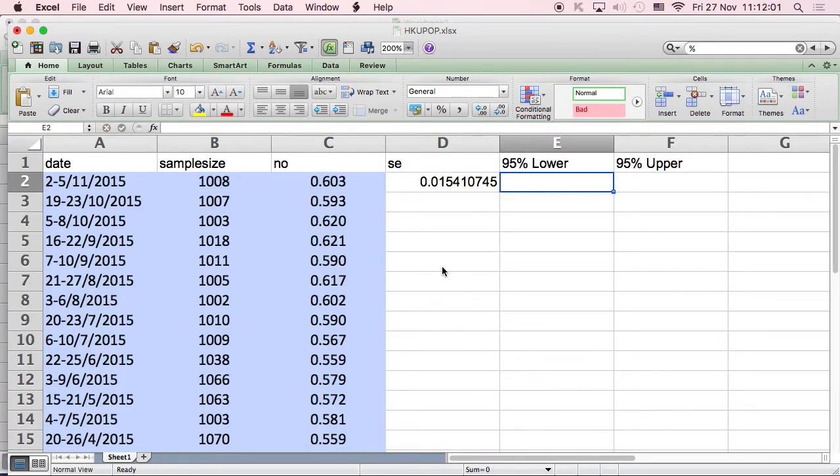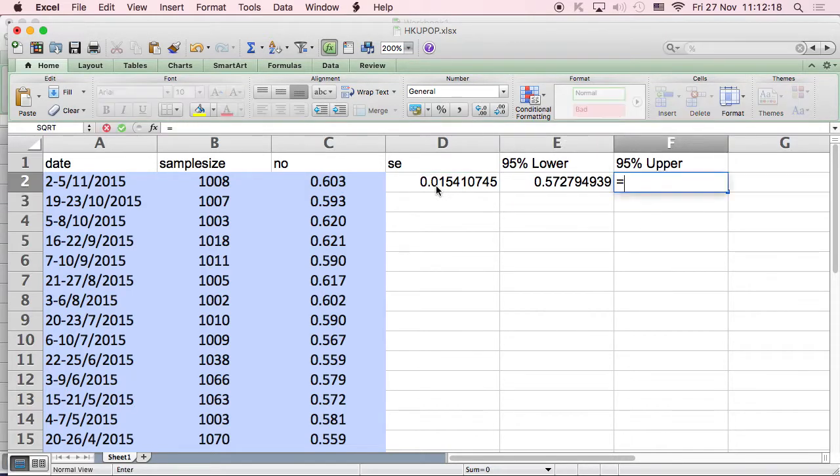Okay, and the lower bound is equal to the p minus 1.96 times the SE. Similarly, for the upper bound, it should be the P plus 1.96 times the SE.